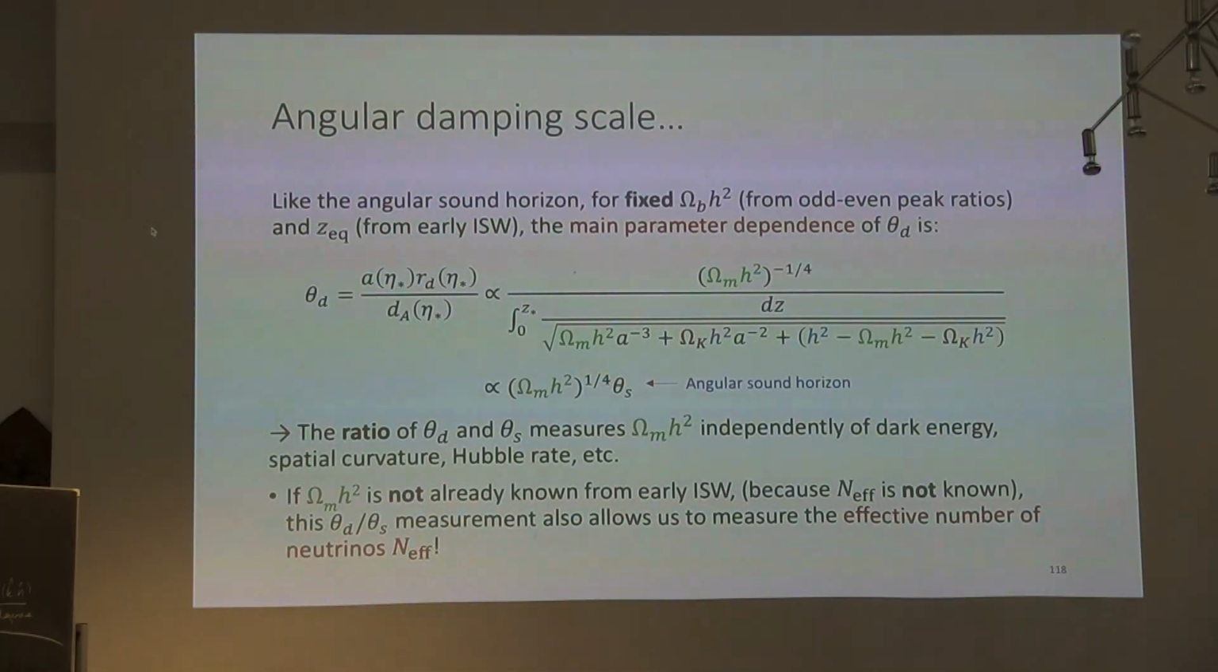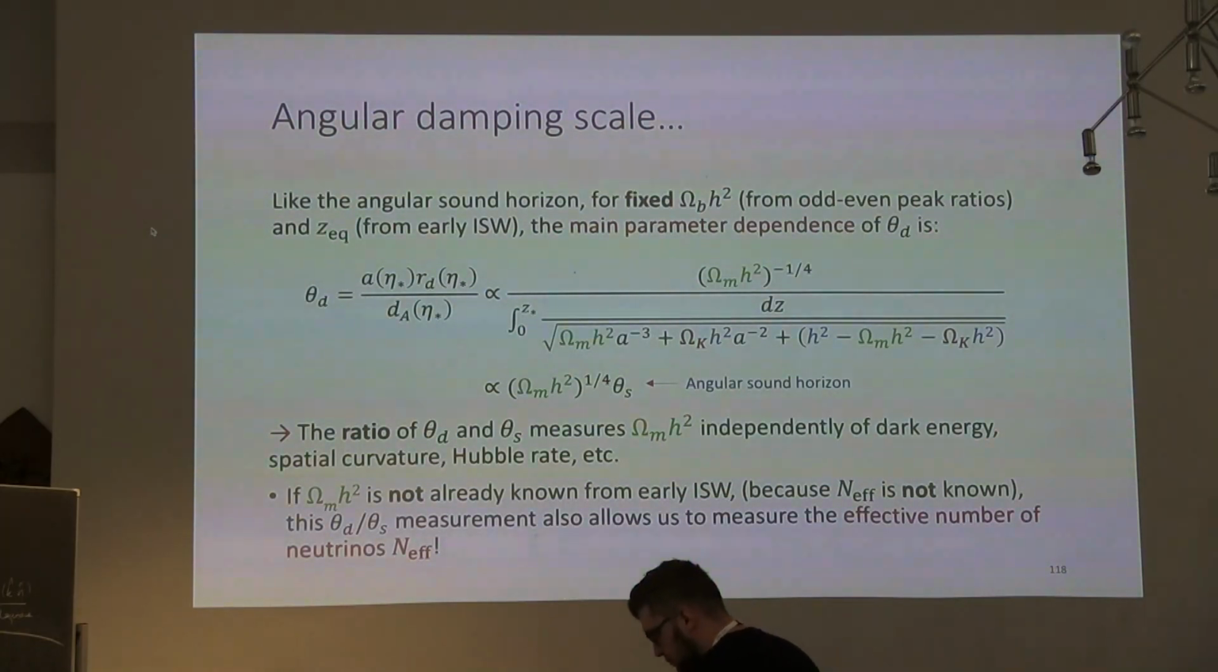And in fact, if I look at theta_d and ask how it relates to theta_s, as it turns out, theta_d is really just omega_m h squared times theta_s. Okay? So this is actually very powerful because it tells you that if I manage to figure out the angular damping scale from the data and I have a measurement of the acoustic scale as well, then the ratio of these things will provide me with an independent measurement of omega_m h squared.